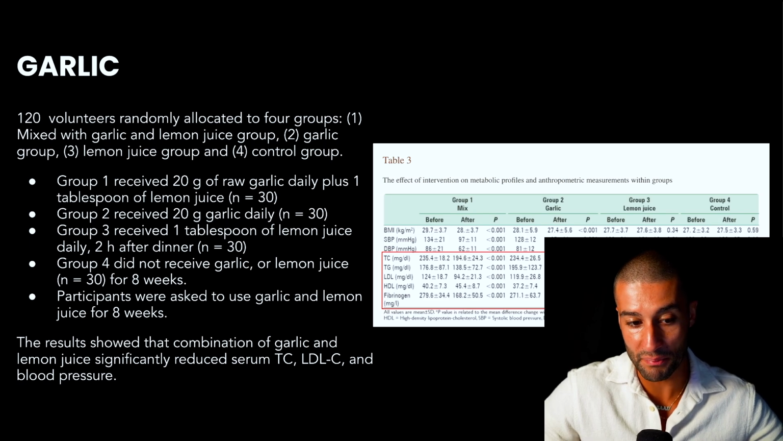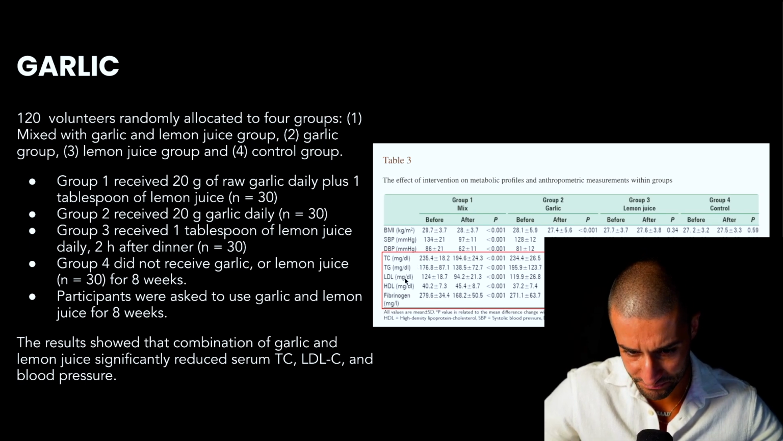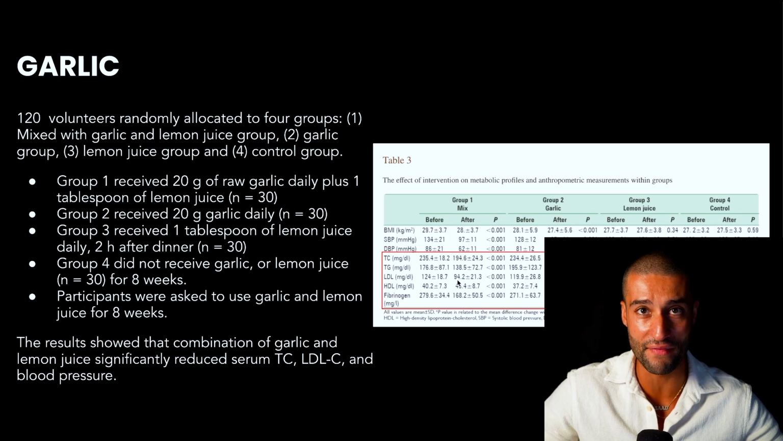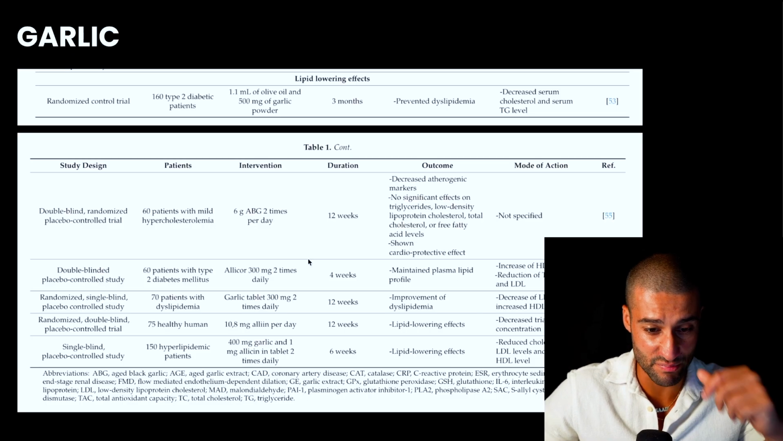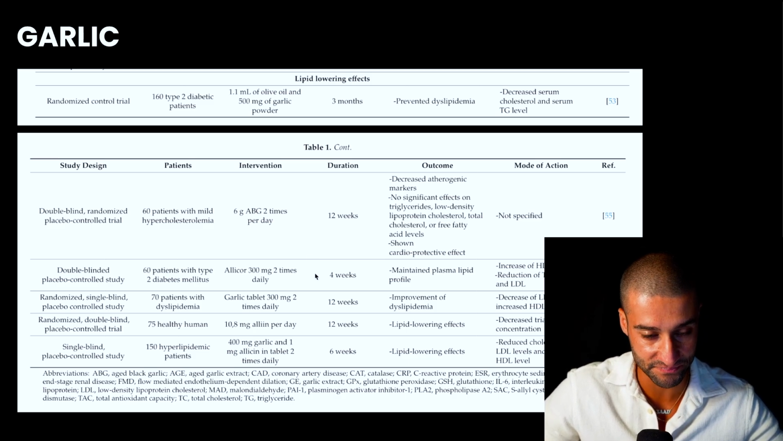20 grams of raw garlic plus 1 tablespoon of lemon juice. That is group 1. And we can see LDL, 124, reduced down to 94, which is very, very impressive for a compound that is very cheap, like you can get from the supermarket. So that's pretty impressive. You can also take it in supplemental form called allicin as well.